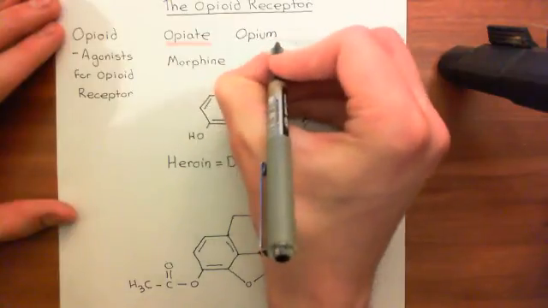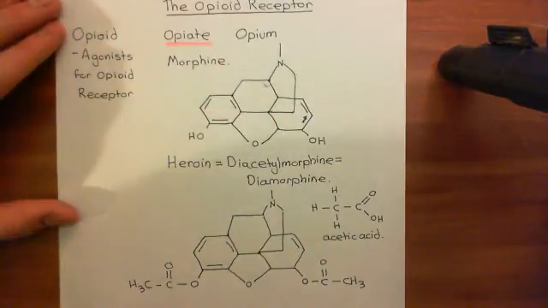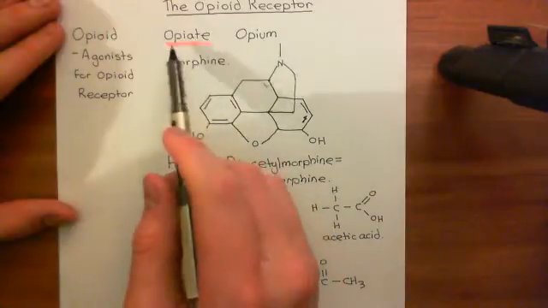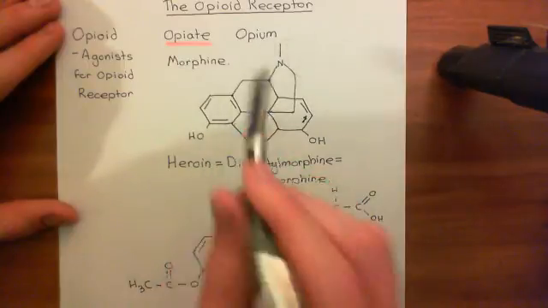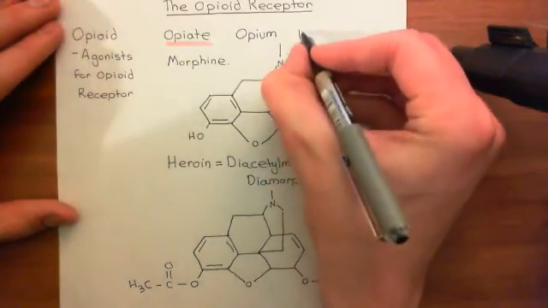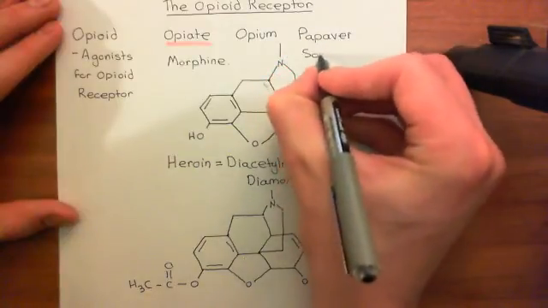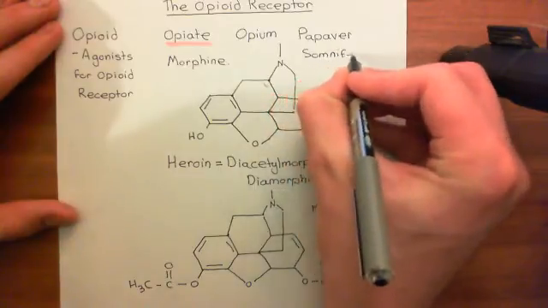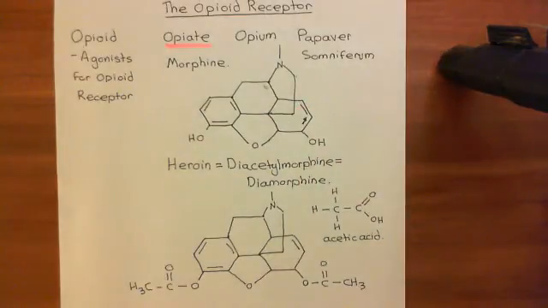Now opium basically is the name for an extract that you can get from poppies, which contain naturally occurring opiates. For instance, morphine is a major component of opium. Opium comes from the poppy Papaver somniferum, which is the Latin name for the poppy that produces opium. So that's an introduction to where this nomenclature of opioids, opiates, opium comes from.